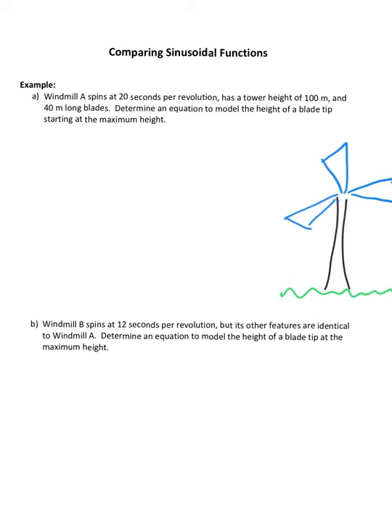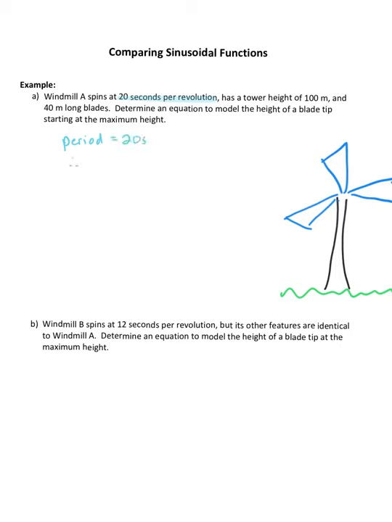So part A tells us that windmill A spins at 20 seconds per revolution. It has a tower height of 100 meters and the blades are 40 meters long. We are asked to determine an equation that models the height of the blade tip starting at the maximum height. So the first piece of information is that the windmill travels at 20 seconds per revolution. So right away we are told the period that it takes for one cycle. The period is 20 seconds.